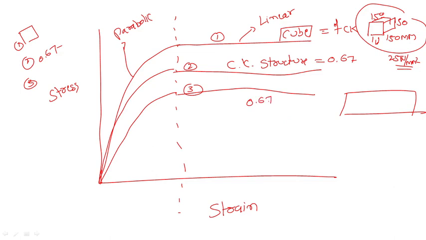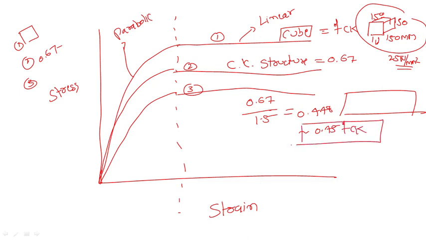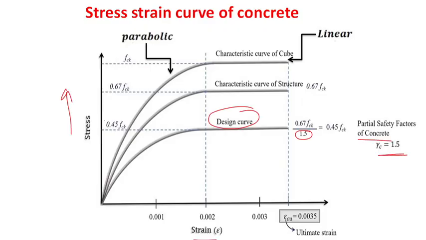We will divide 0.67 divided by 1.5, right? We will get 0.448, or we can say approximately 0.45 FCK. When you are going to design the structure, you have to take this value, not this value or this value. Have you understood? This is a very important point. You have to remember: this is the first curve, this is second, and this is third. This is the design curve we have to take while designing. 0.67 divided by 1.5, so 0.45 FCK.